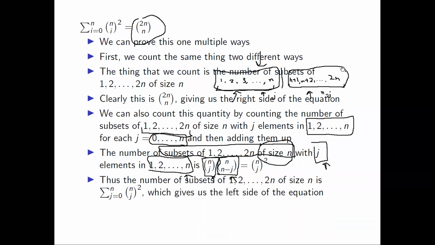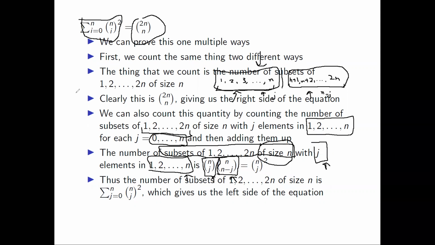So I claim that the number of subsets of 1, 2, up to 2n of size n is just equal to the sum from j equals 0 to n of n choose j squared. So we took the quantity that we got in the previous bullet, the n choose j squared, and we added it up for j equals 0 to n, because those were our n plus 1 possible cases for j. N plus 1 because we have n down to 1, and then 0. So a total of n plus 1 possibilities for j. And this is the left side of the equation.